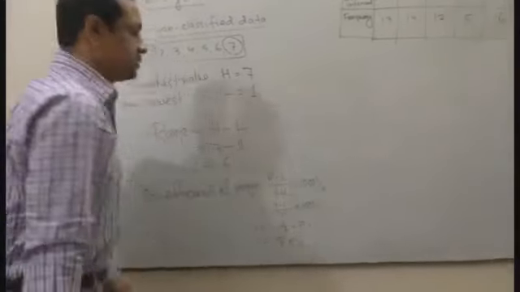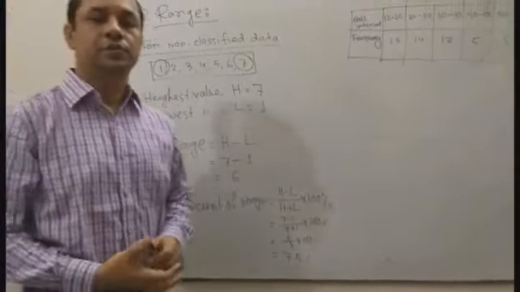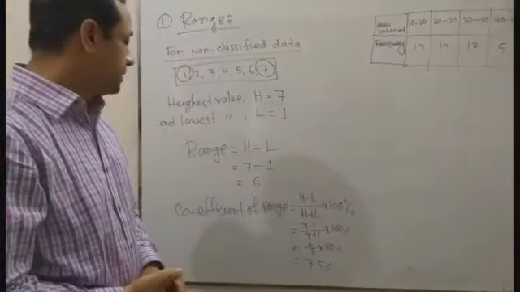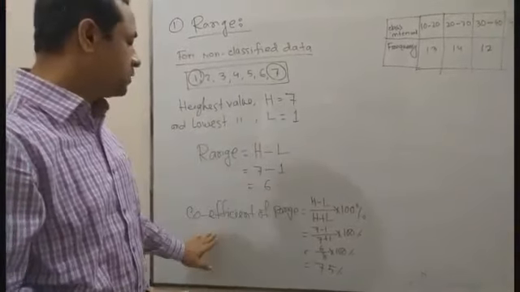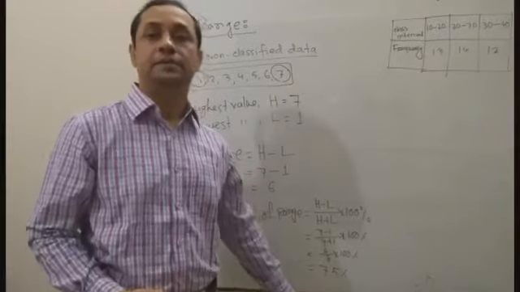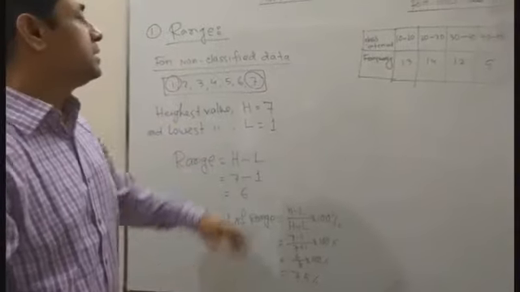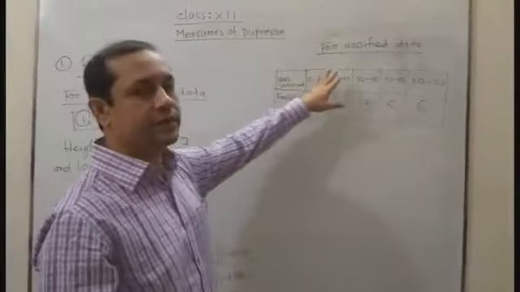75%. So I hope that students are clear. Range is 6 and coefficient of range is 75%. Another example for classified data.